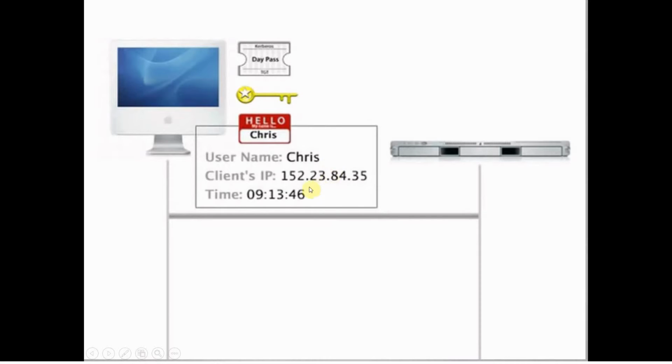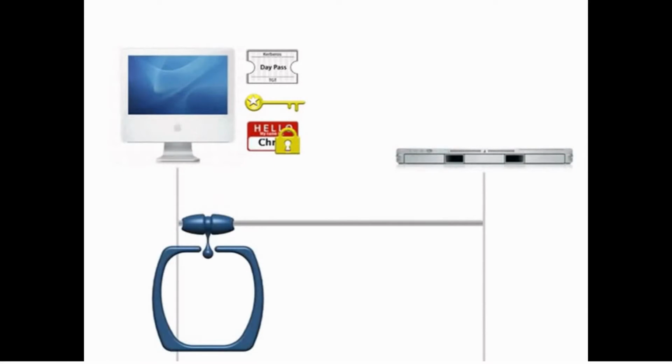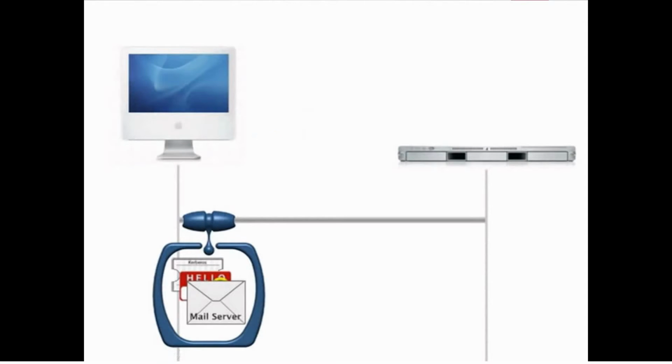Now, in order for the client to access various services, the client creates an authenticator. The authenticator contains username, client IP, and it is timestamped. And this authenticator gets encrypted using the current session key. Now a packet is created to include the TGT, the current session key, and the encrypted authenticator. And this packet is sent to the KDC again.